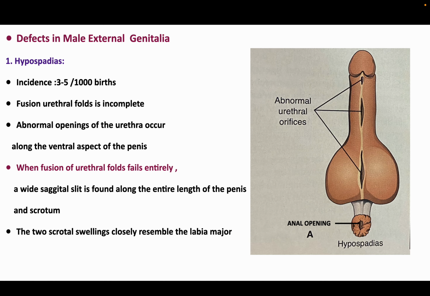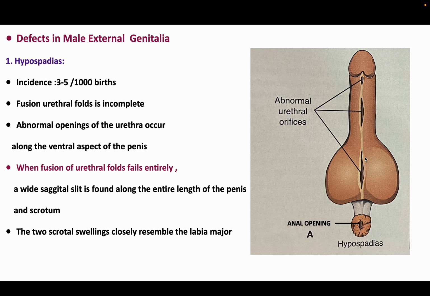Now, defects in male external genitalia. First is hypospadias. The incidence is 3 to 5 per 1000 births. In this, the fusion of the urethral fold is incomplete. So urethral folds, once they fuse, enclose the penile urethra. So this fusion is incomplete, so abnormal openings of the urethra occur along the ventral aspect of the penis.